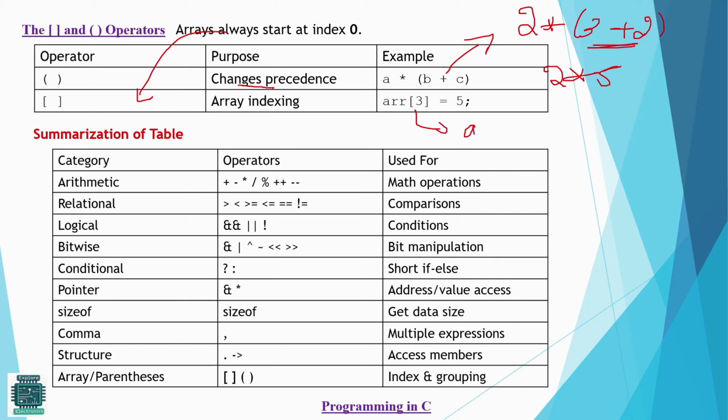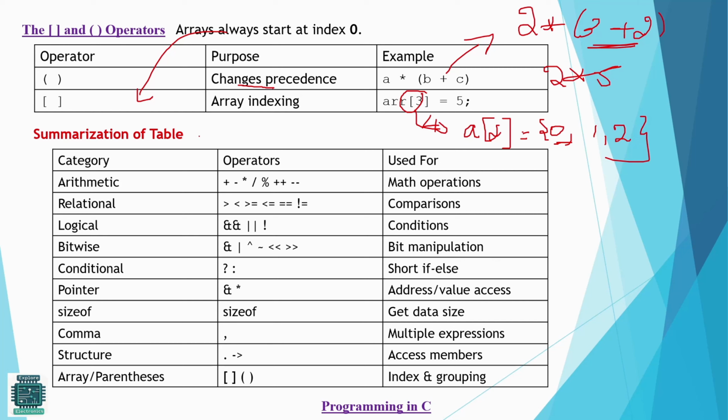It means if I write A of 3, then the number of values I can include is 3, that is 0, 1 and 2. It always starts with 0 indexing. If I am writing 4 here, it means I can include four values within. That's what it means. Now the operators part is completed.